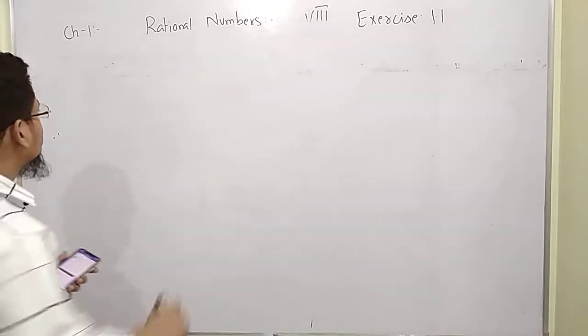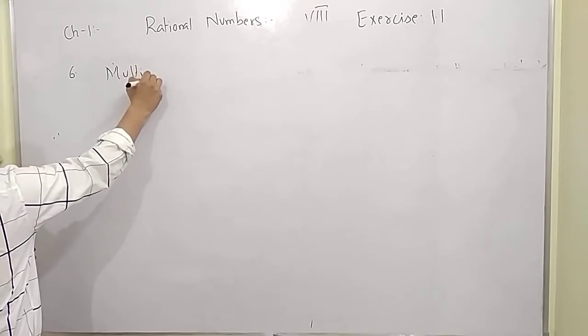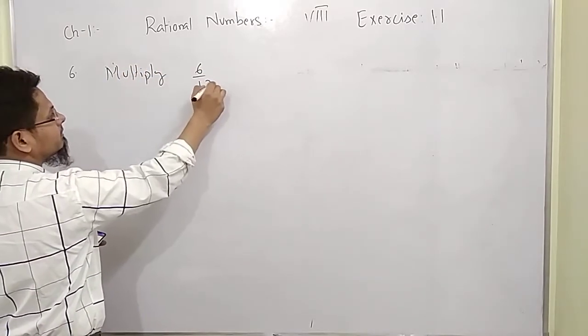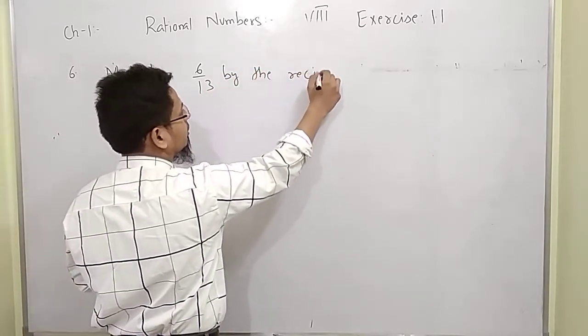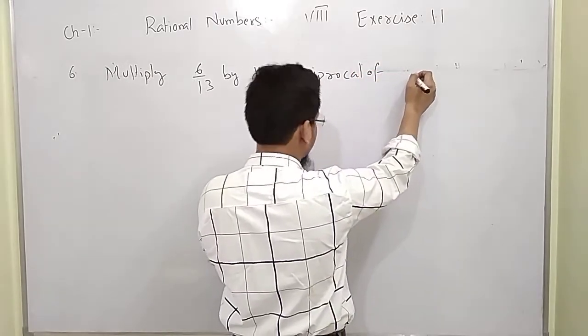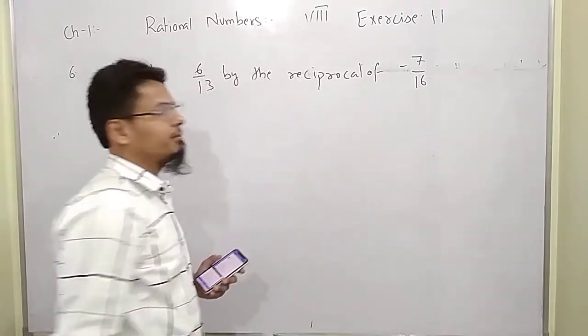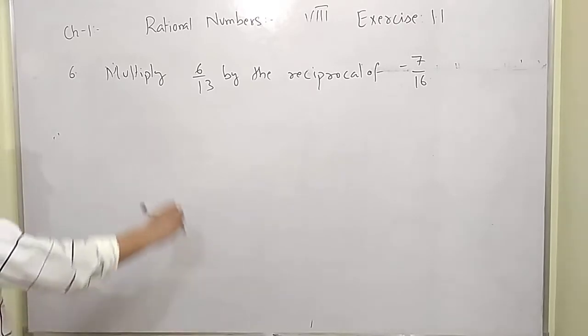Now classic question number 6. Multiply 6 upon 30 by the reciprocal of minus 7 upon 16. Okay, we have to multiply with the reciprocal of minus 7 upon 16.